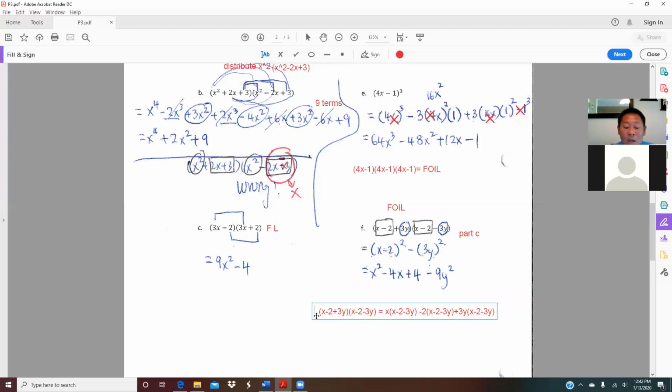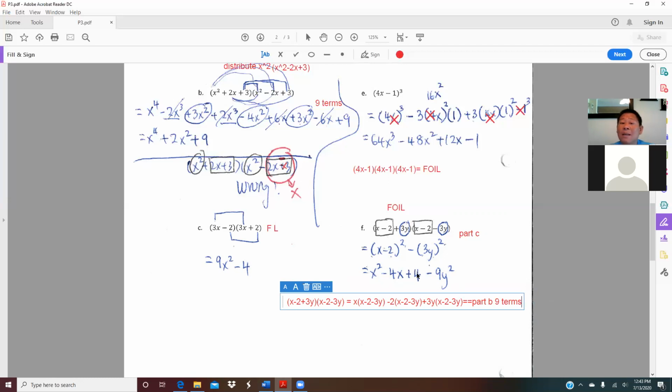So it's a bit longer way to do this, but your answer is still going to be the same. This is something like what you do in part B, the one that you see here, the 9 terms. So you can do that also, and you will still get the same thing as question F. There are a lot of ways for you to do this kind of question, but the answer is still the same.